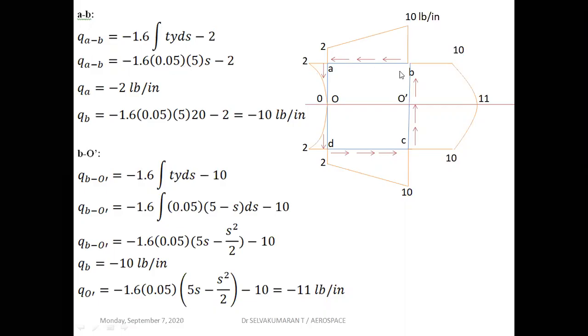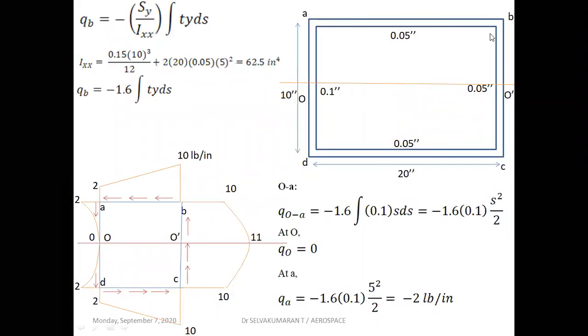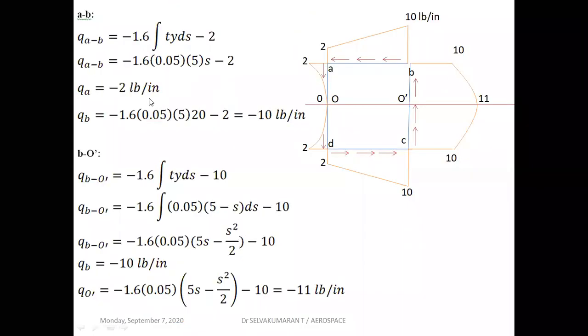Then at B, s is equal to 20. Substitute here 20. You get the shear flow at B to be minus 10 pound per inch. So the shear flow takes the direction opposite to the s direction.